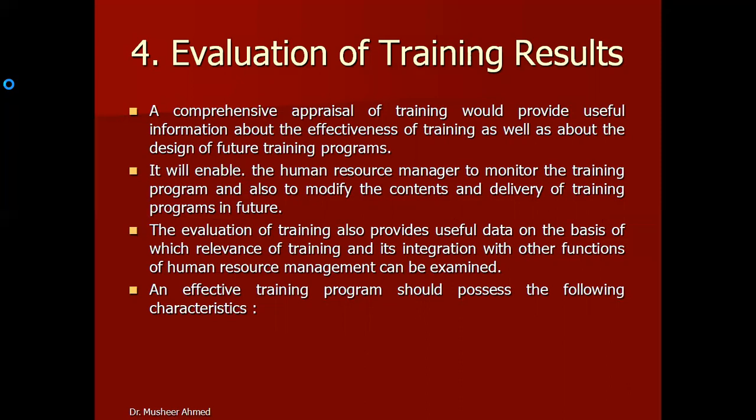It also enables the human resource manager, the HR manager, to monitor the training program and modify the content and the delivery of the training program in the future. It helps the HR manager understand what kind of improvement he needs to put in the training program in terms of content and in terms of delivery.